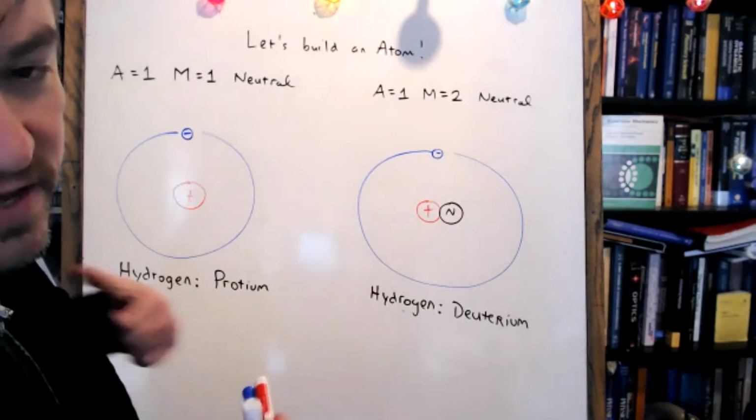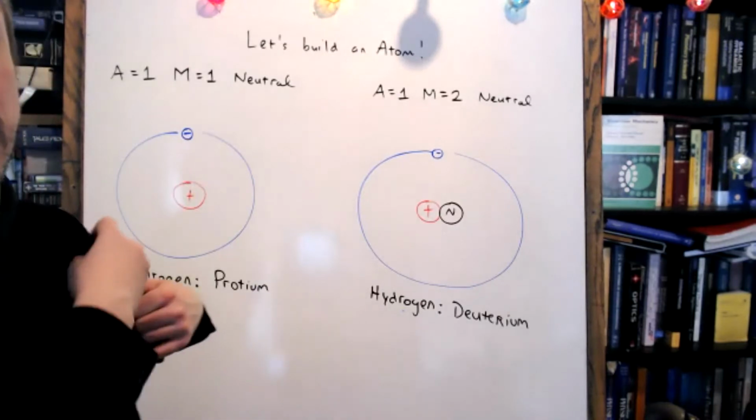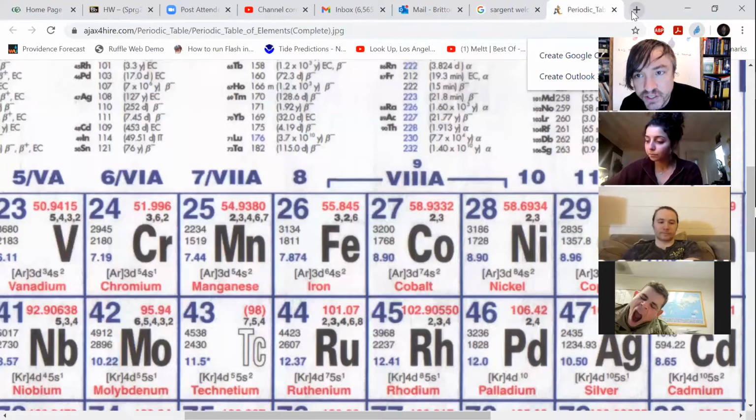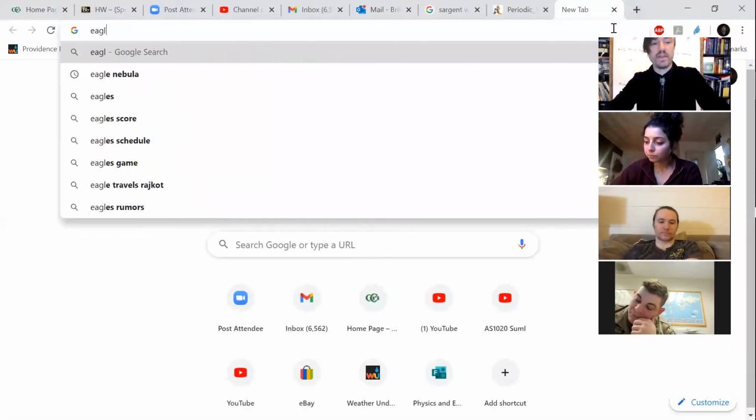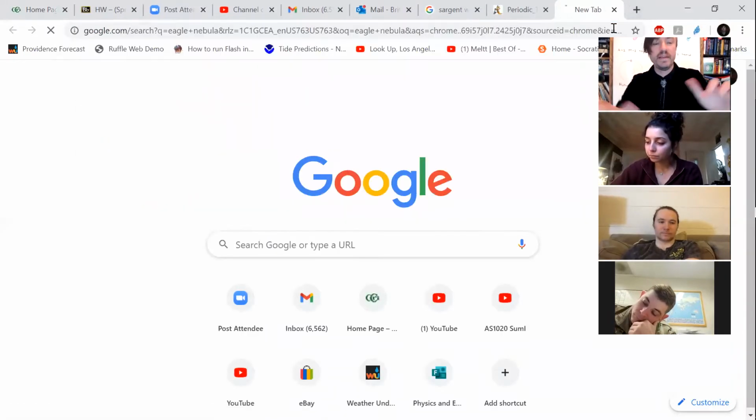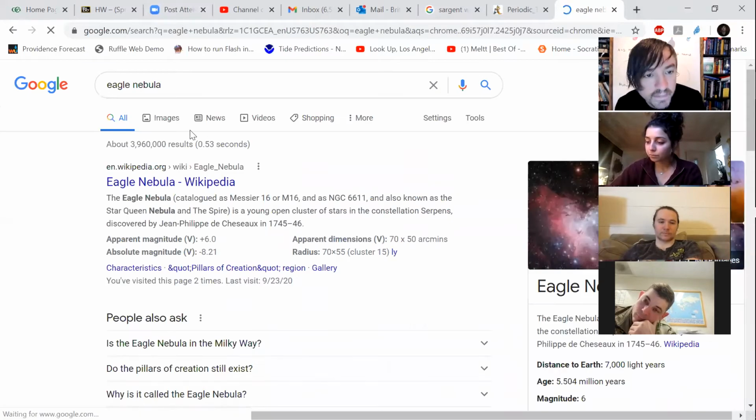These are examples of isotopes, and they're kind of famous isotopes. Let me explain why. Suppose we were to go somewhere together, somewhere cool, like in outer space, and we take our spaceship and fly, let's go to the Eagle Nebula, because the Eagle Nebula looks like a pretty cool place to be.